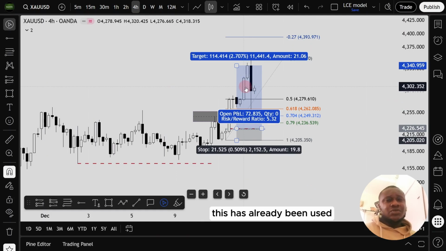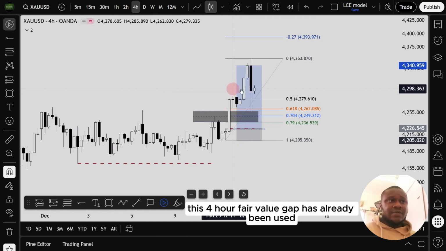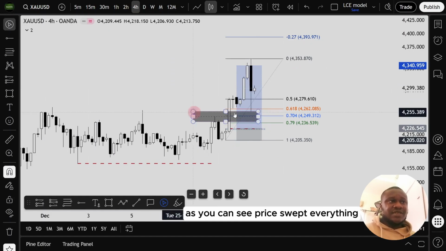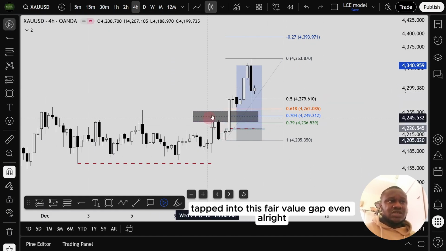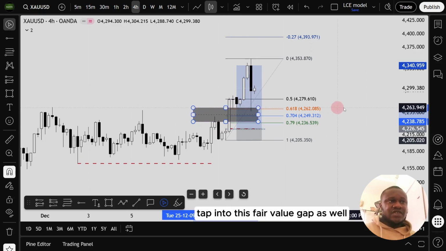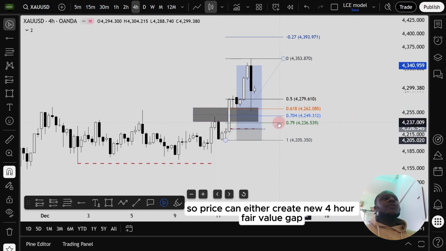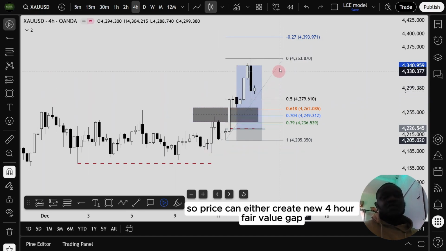This has already been used. This 4-hour fair value gap has already been used. As you can see, price swept everything, tapped into this fair value gap even. All right, tap into this fair value gap as well, and it's rejecting. So price can either create new 4-hour fair value gap.